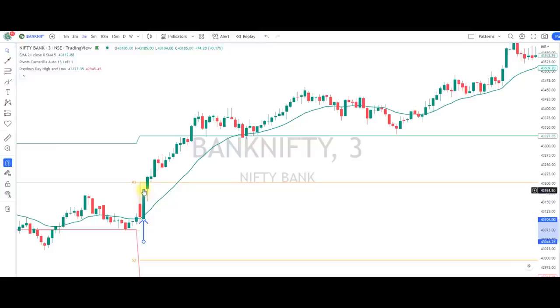So if you enter above this green candle, your stop loss will be the low of this green candle. You see the low is 43,104 and the high of this candle is 43,185. So the stop loss is coming around 100 points. So if you want to avoid this trade, you can always avoid. I advise you to take the trade in the small candle, so your risk will be very minimal.